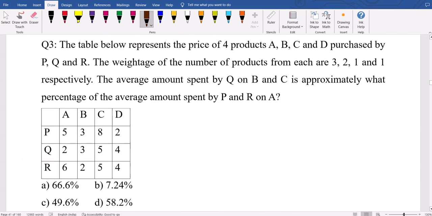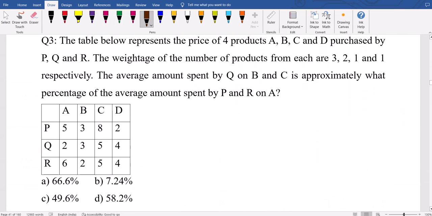Now table. One pie chart, one bar graph, now table here. Four products are there. The weightage of each one is 3211. More marks for A than B, then C and D equal marks. Weightage.